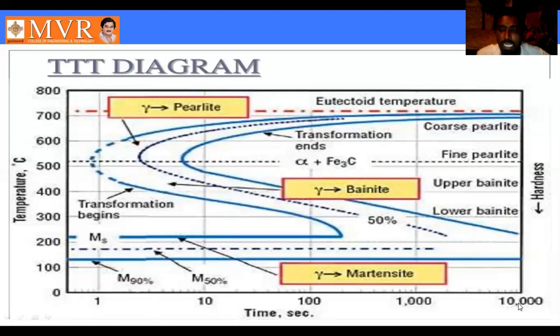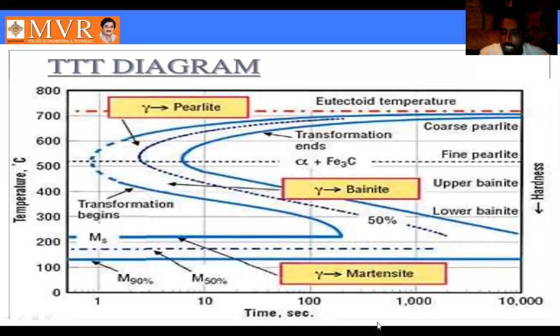Now the detailed explanation of this diagram. See here, it is a simple diagram. The austenite is changing to pearlite. How the transformation is changing: here onwards the transformation begins. This line is 50% transformation. These are dotted lines. This line is 100% transformation. After that, the austenite changes to pearlite.